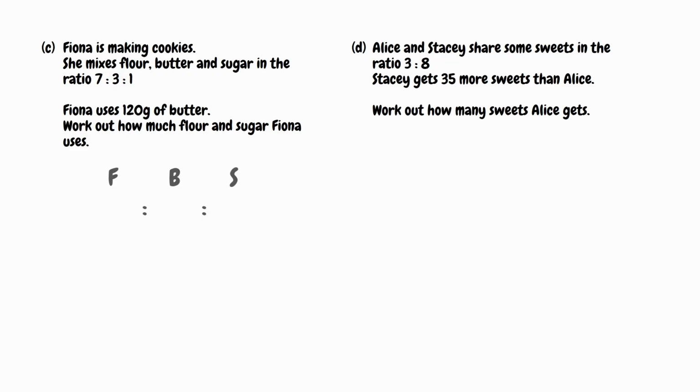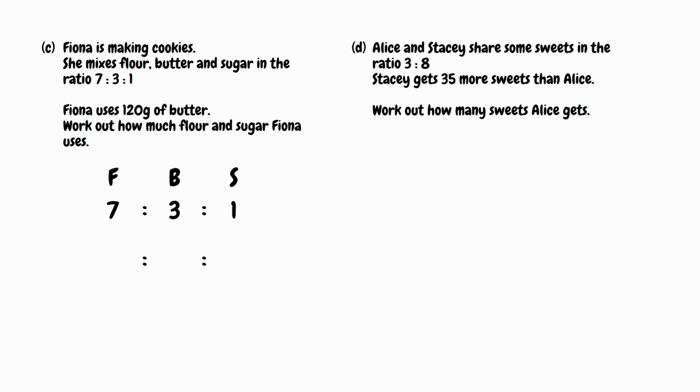So I'm going to rewrite out my ratio. Flour, butter and sugar in the ratio of 7 to 3 to 1. And to help solve this question, again, I want to find an equivalent ratio. So we can see from our ratio, we've got 7 parts for flour, 3 parts for butter, and 1 part for sugar.